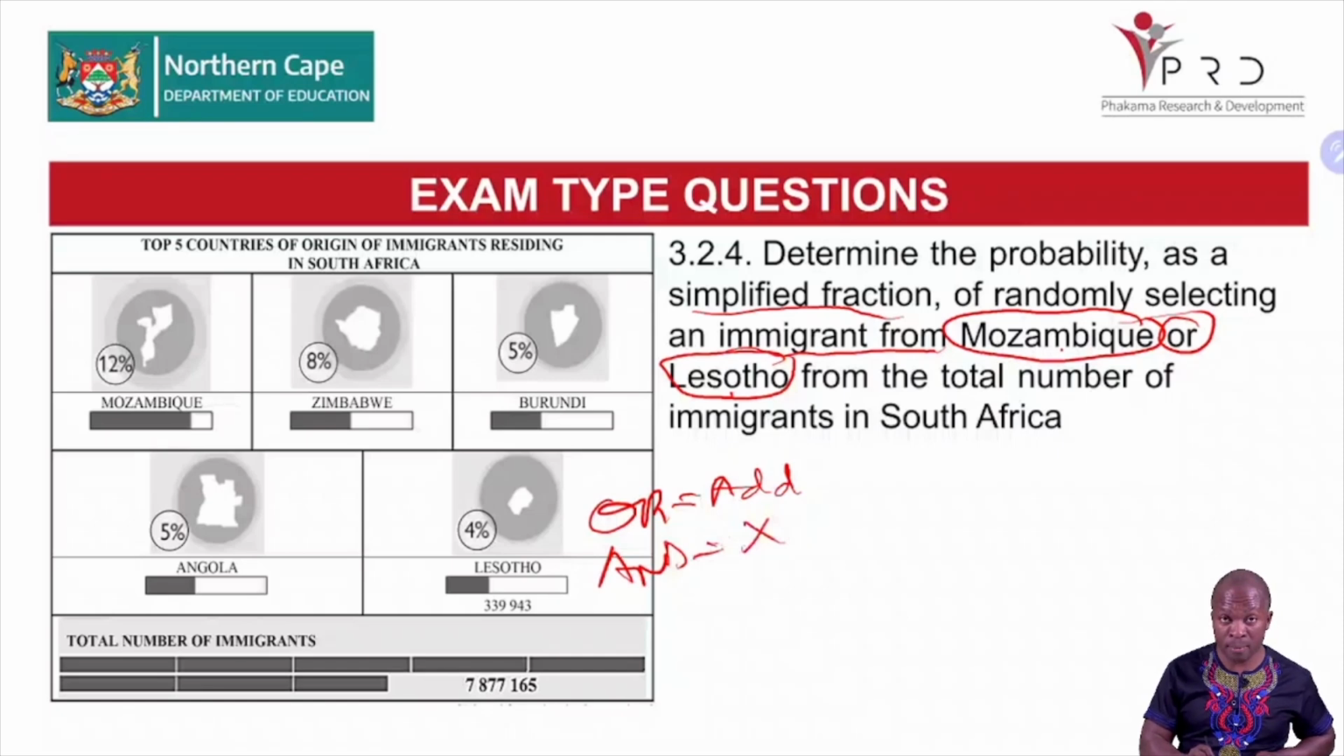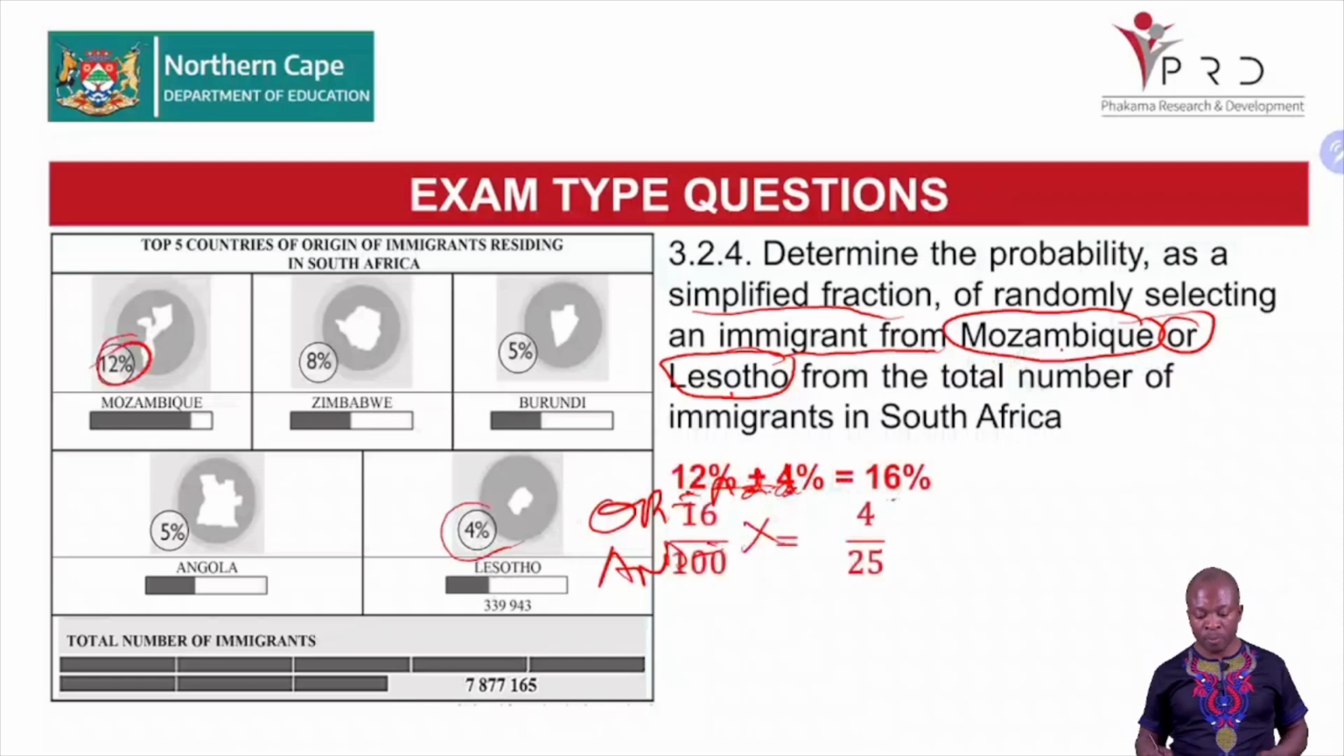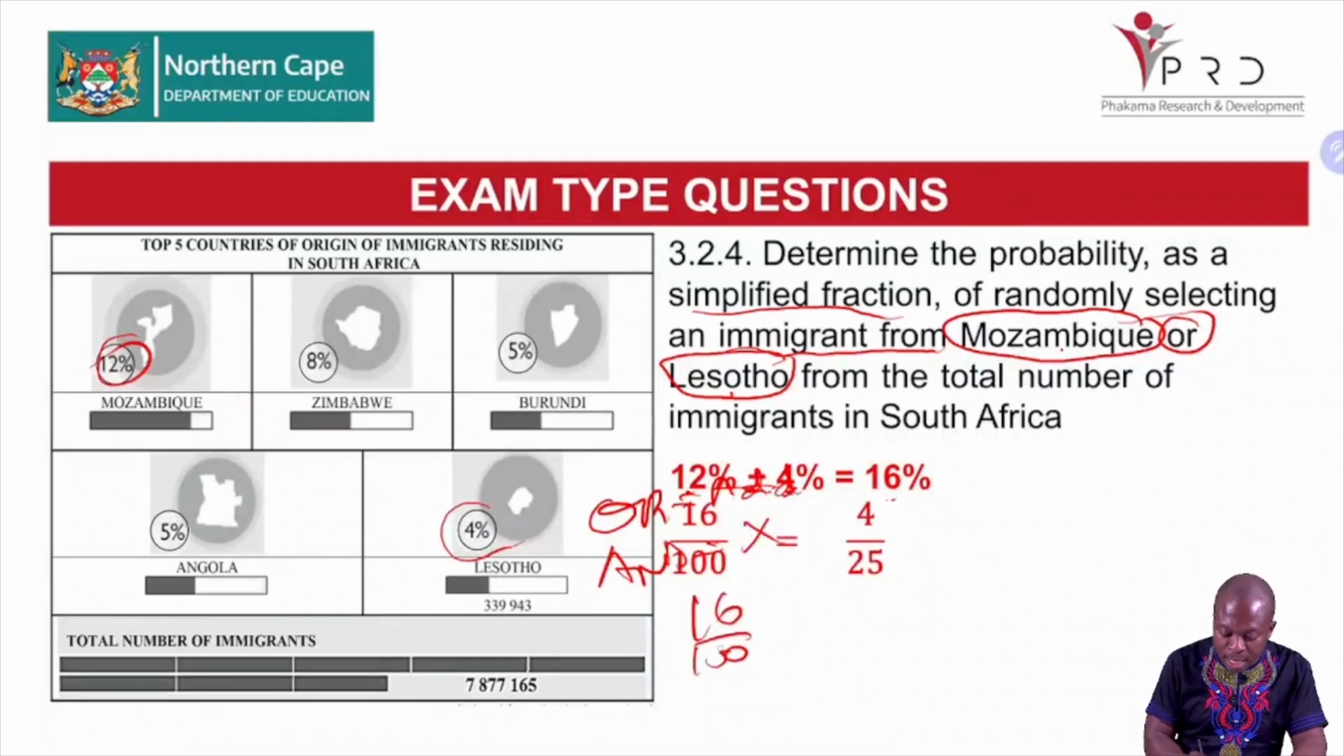Don't forget. Okay, so this is how you're supposed to do it. So you take the first one from Mozambique, it's 12. The one from Lesotho, it is 4. That's what you see there. So can you see now it is what? 12 plus 4. That gives me 16. But we are not done. 16%. How do I write 16%? 16 over 100. So the examiner said it must be in what?